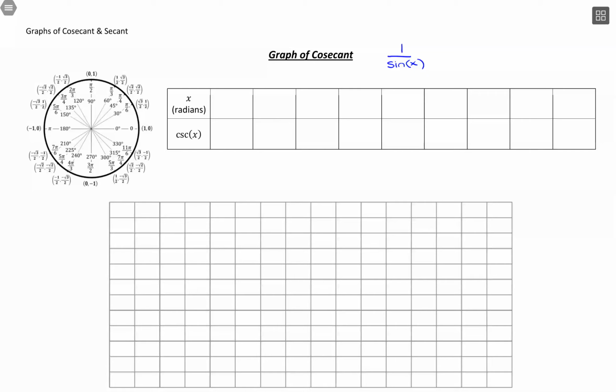So if we're working with sine, that means if we're looking at our unit circle, we're focusing on these y coordinates. What we're going to do is flip them. Switch those numerators and denominators. I'm going to start at negative pi. Let's look across from negative to positive. I'm going to use a similar setup as tangent and cotangent, doing jumps of pi over 4.